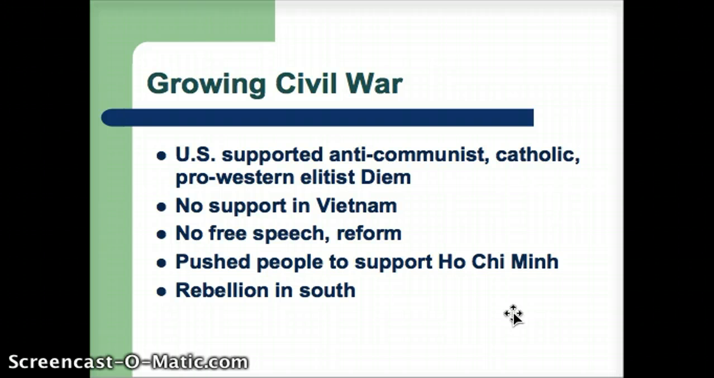In the North, there's no support for the going of the civil war. They have no free speech. They push people to support Ho Chi Minh up in the North, and they rebelled against the South. There were many rebellions in the South as well because of the North. A lot of peasants were pushing towards the Ho Chi Minh philosophies and sayings.